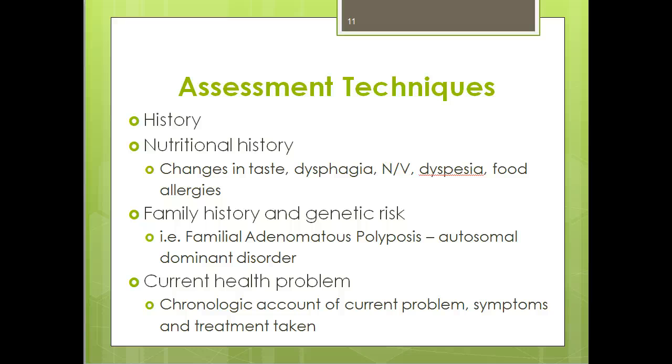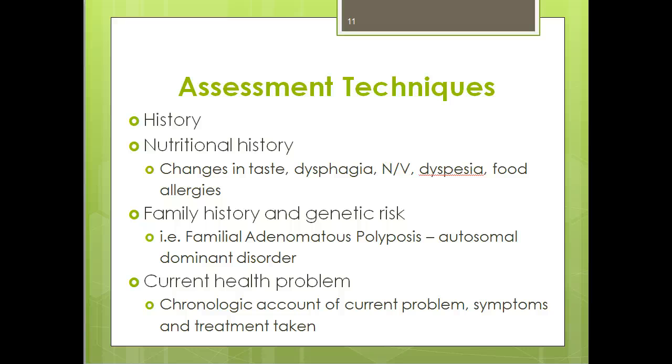Okay, now we're going to start discussing assessment techniques of the GI system. Of course, you know you're going to get a history. You're going to get a nutritional history to begin. For instance, if a person has changes in the taste of their food, dysphagia, nausea and vomiting, dyspepsia, or any potential food allergies, you're going to discuss that. Those are the types of questions you're going to ask the patients.